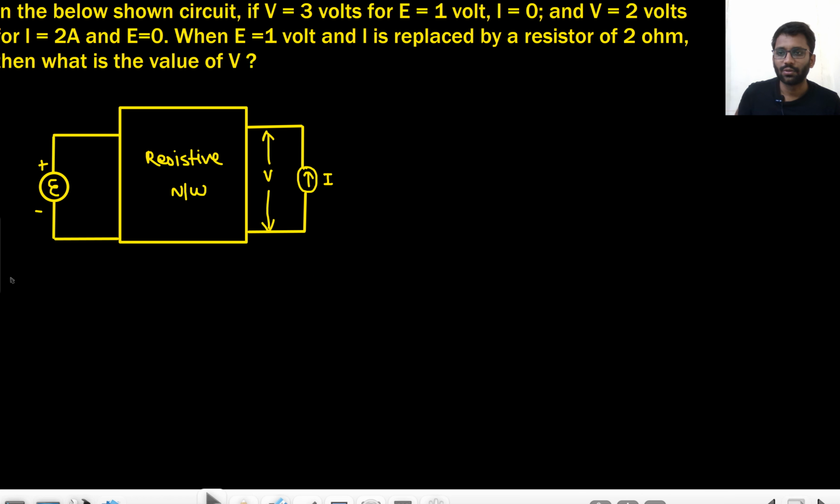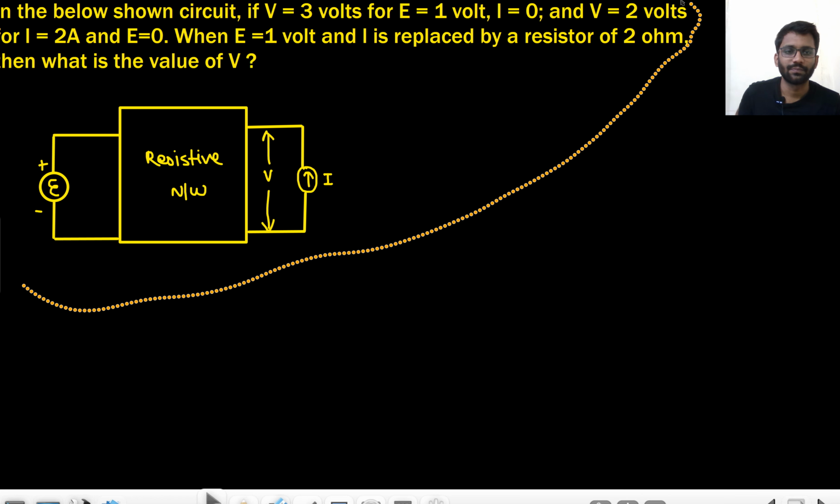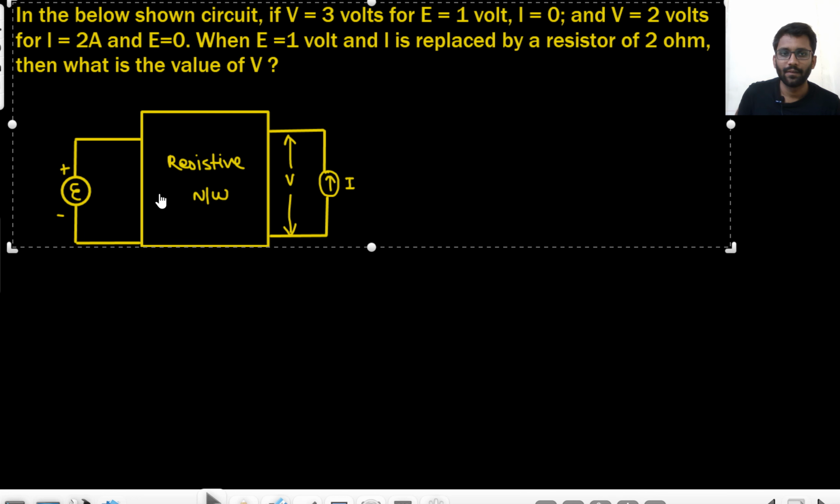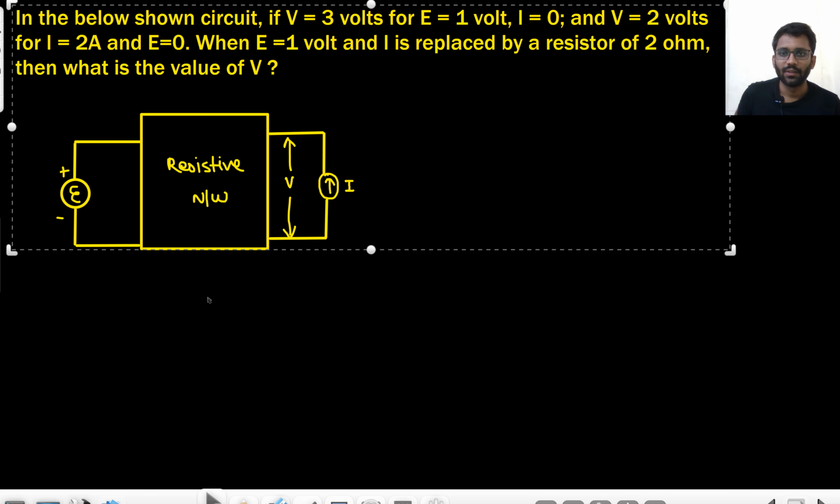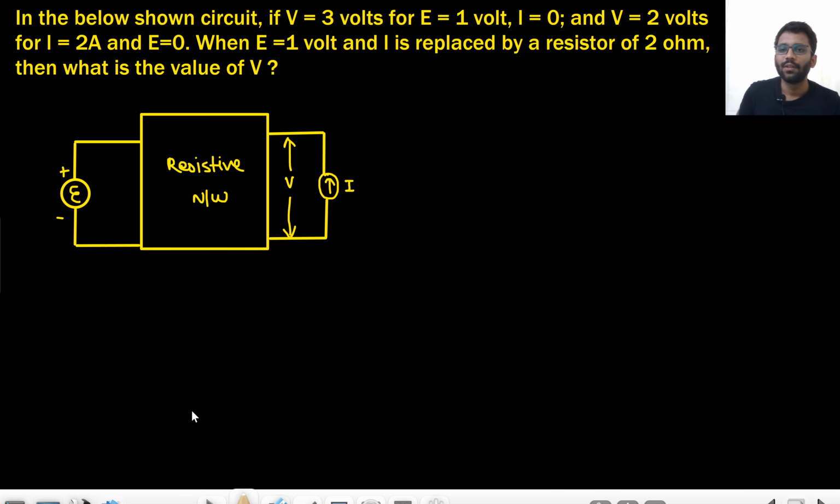I guess this is also not clearly visible to you. Now it is visible. In the circuit shown, V is 3 volt for E equals to 1 and I equals to 0. And V is 2 volt for I equals to 2 and E equals to 0. When E is equal to 1 volt, I is replaced by a resistor of 2 ohm. What is the value of V?